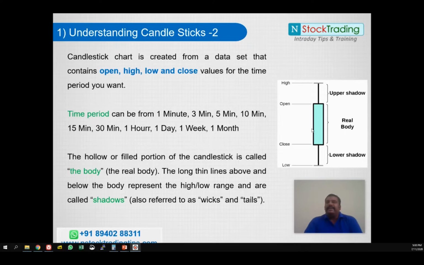If you see here, this portion is called the body, and we also have these upper and bottom portions which we call shadows. They are also called wicks or tails. This is the basic structure of a candlestick, where we have the open, the close, and in between the high and low.